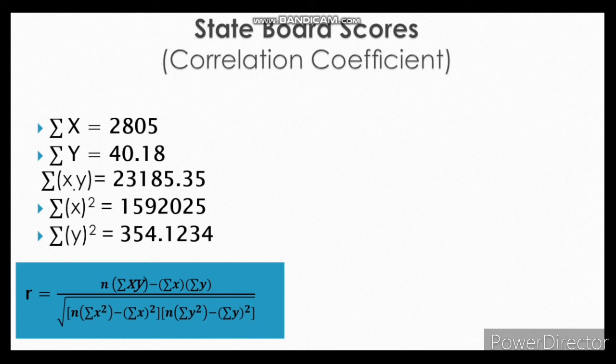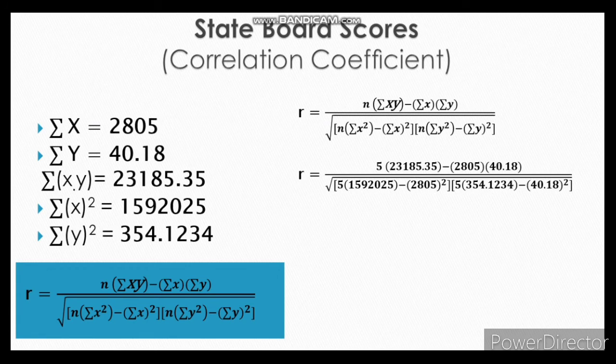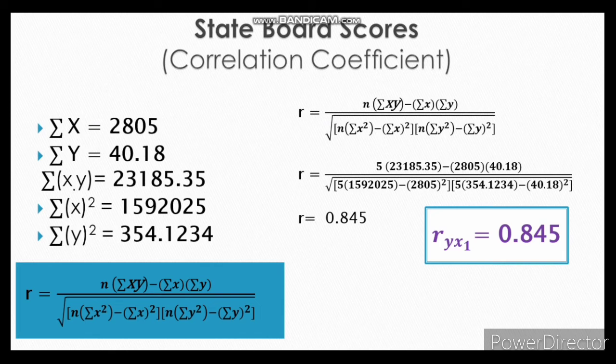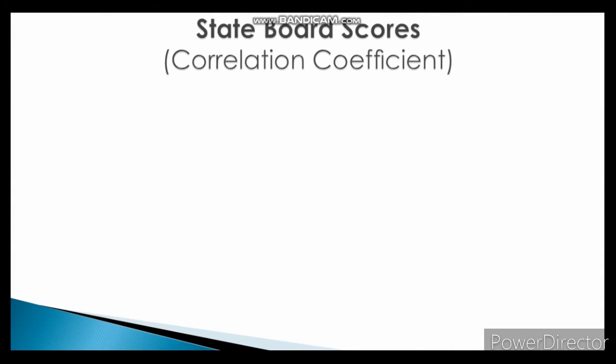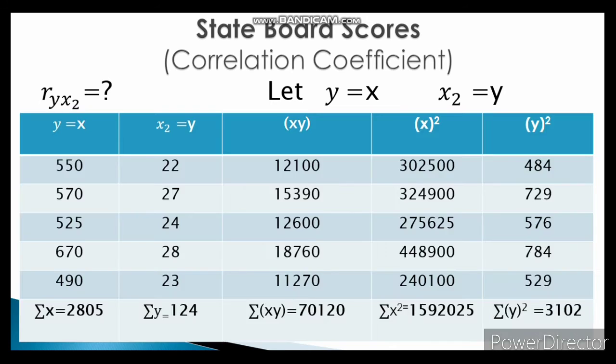I-substitute lang natin sila doon sa formula ng correlation coefficient. So, ngayon, pag isa-substitute natin yung mga value, ang nakuha natin para sa R sub y x sub 1 is equal to 0.845. So, same process lang din kay R sub y x sub 2. Nilagay lang natin si y kay x, saka yung x sub 2 kay y, para hindi na tayo malito ulit.